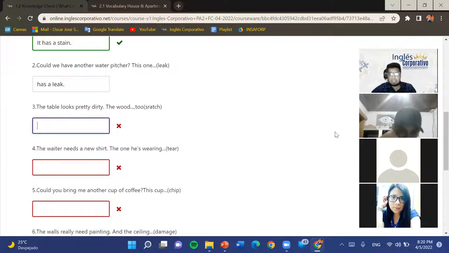We're gonna check it in a minute. Joel, from the third one. The table looks pretty dirty. The wood is scratched. Is scratched too.